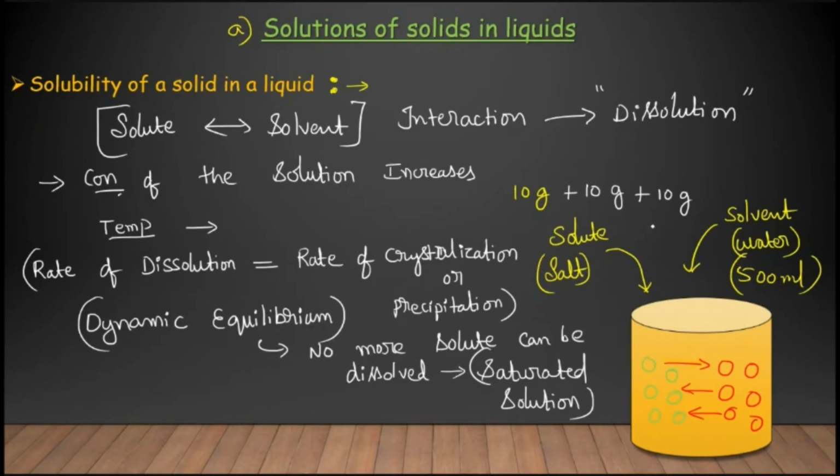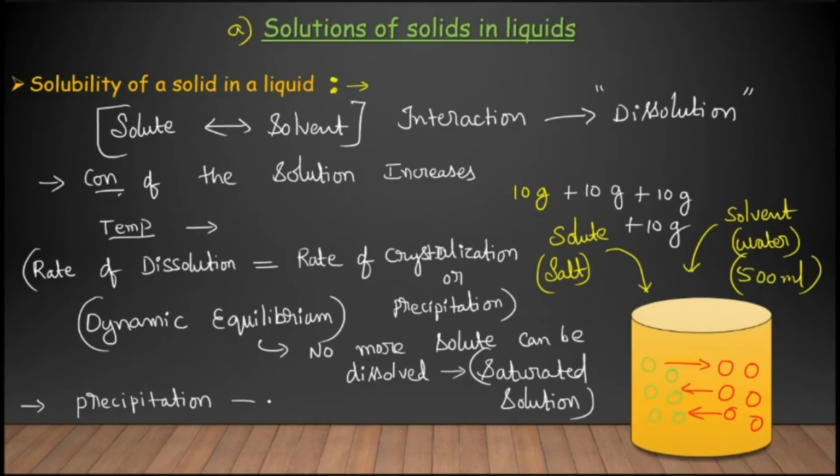Now, if I further add 10 more gram of salt into the saturated solution, the dissolution process will not continue. What happens is slowly the salt will get separated from the solution and it will start to precipitate. This particular point we call precipitation. This is the precipitation state.